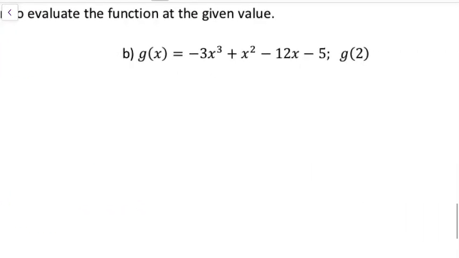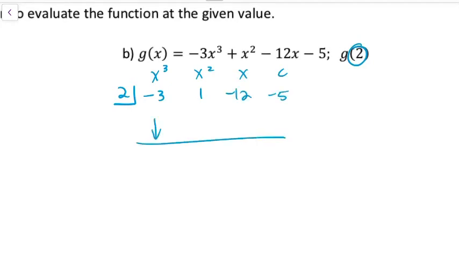So let's do it again. Now we have g of x, and we are asked to find g of 2. So again, we could plug in 2 for x, or we could say that we've got x cubed, x squared, x, and our constant. Our coefficients are negative 3, 1, negative 12, and negative 5.